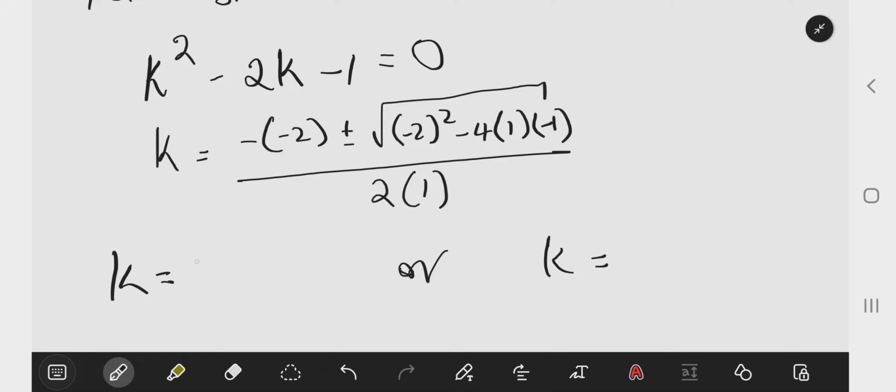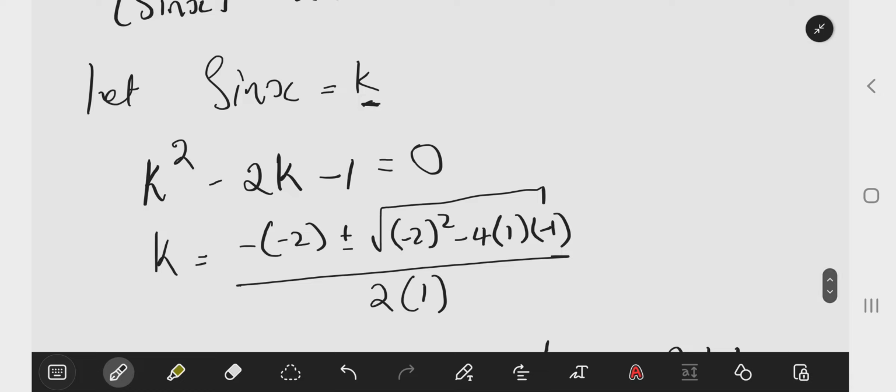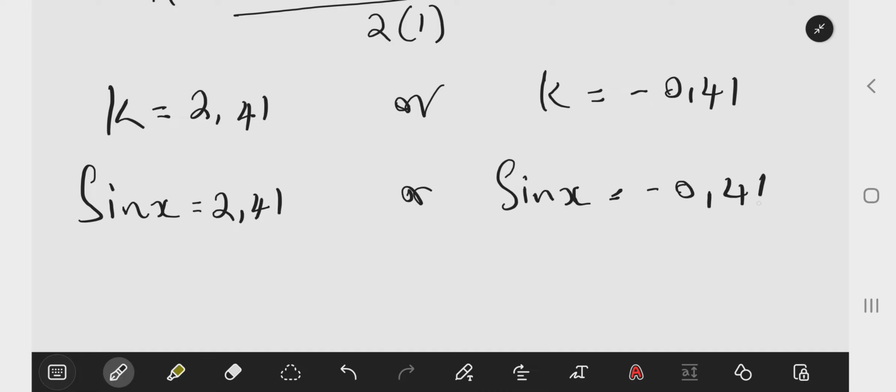So k wakho wokuqala 2.41, and then k wakho wesi-2 uzoba negative 0.41. Okay, so sesibuyela lapha phezulu ke manje la sibona khona u-k sesifaka lama values esiwatholile. So izothini sine x is equals to k, u-k wakho lana 2.41, right? And then ngapha izothi sine x is equals to k, which is negative 0.41, right?